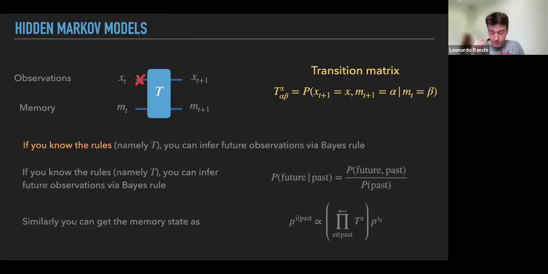From the same rule, by repeatedly applying this transition matrix, you can also check the probability, after some time, of having the memory in a certain state. Again using the Bayes rule, you can write this probability as a product of all the transition matrices with the X belonging to the past observations, and then you have some initial probability about the initial memory state that you normally don't know.